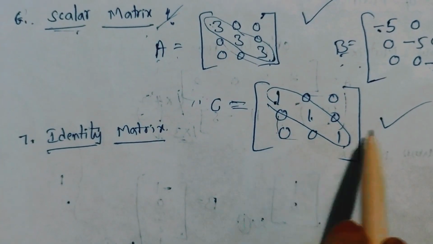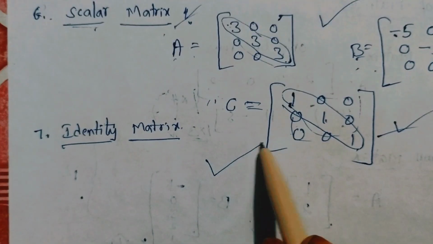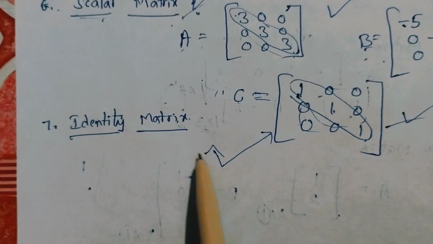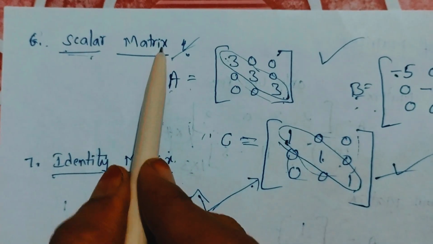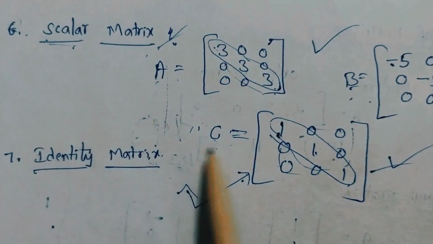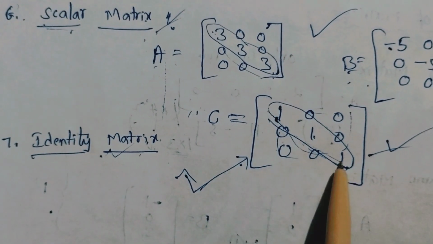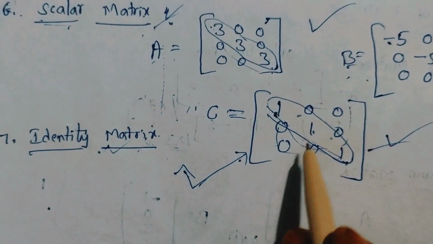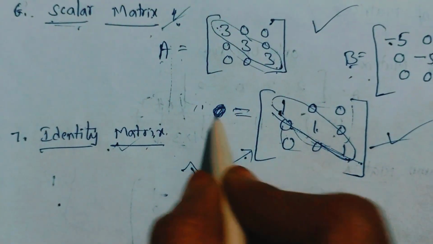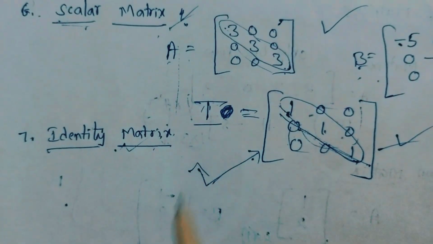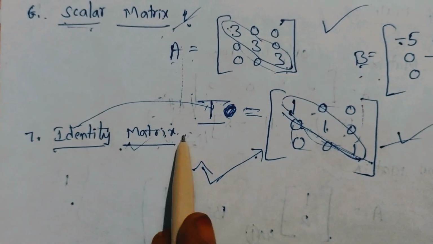Remaining others are zeros. This is also called an identity matrix. So a scalar matrix with the diagonal elements as ones is directly the identity matrix. It is indicated not with C, but directly as I, the first letter of identity matrix.